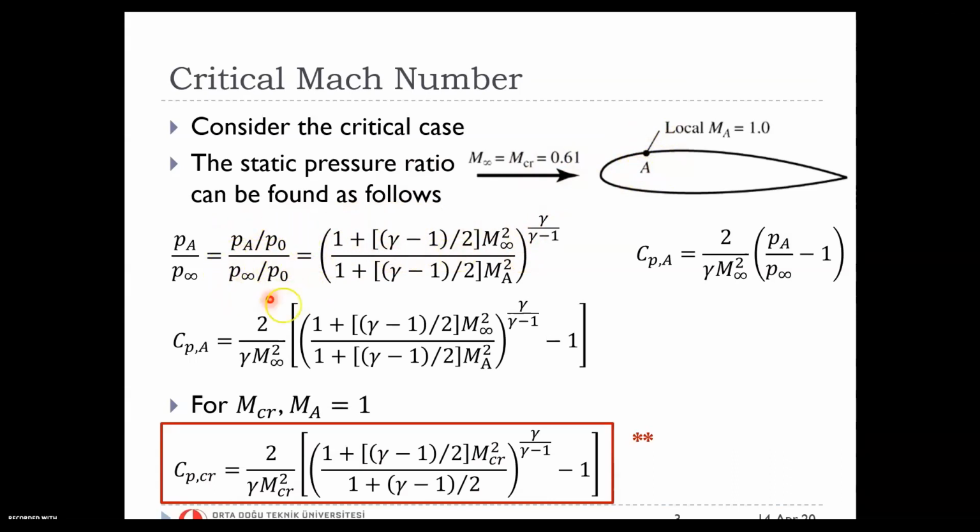We can also use the isentropic flow relations in order to have these ratios. Once you plug in the isentropic flow relations, we end up with this equation. Previously we represented the pressure coefficient in terms of Mach number, as shown here on the right hand side of the slide. So if I substitute the PA over P infinity term here with the corresponding expression, I end up with this final equation. This equation is an important equation.